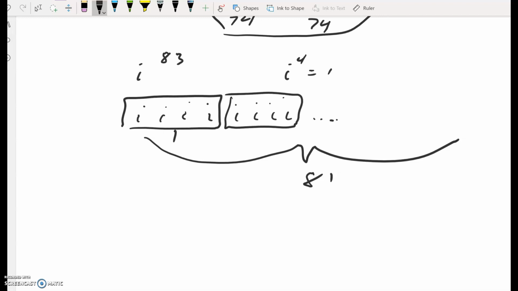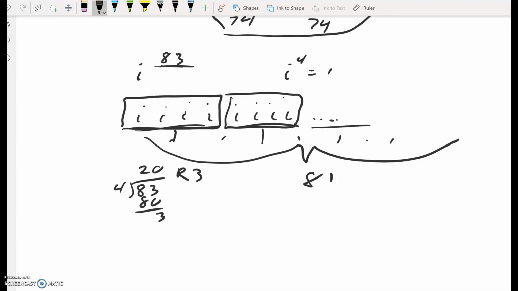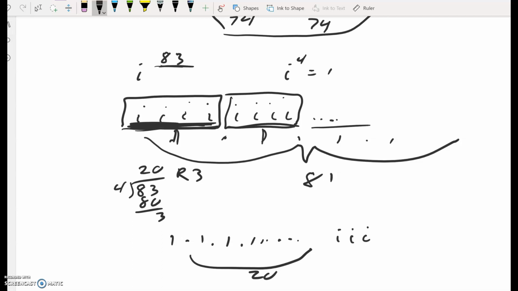So the question is, when you take out as many 4's from there as you can, 4 i's and 4 i's and 4 i's, each of those will be 1 times 1 times 1 times 1. The question is, what's the remainder? Well, 83 divided by 4 goes in 20 times, and the remainder is 3. So there will be 20 groups of these 4, and each of the 4's will be a 1. So we'll have 1 times 1 times 1, and so on, 20 of them. And then there'll be 3 leftover i's.